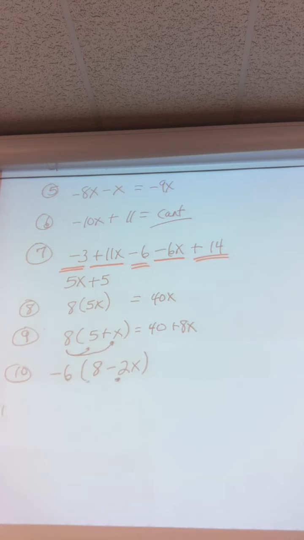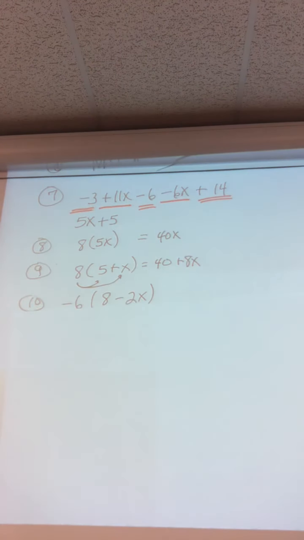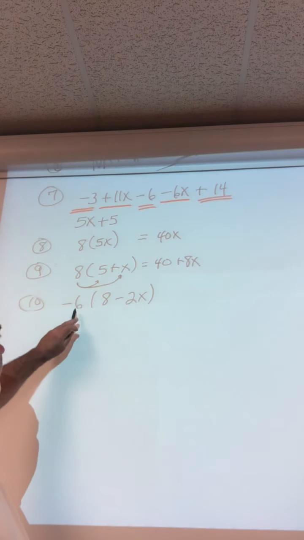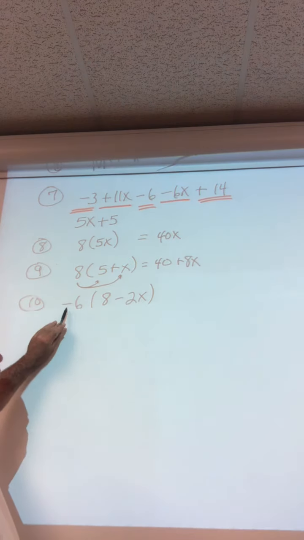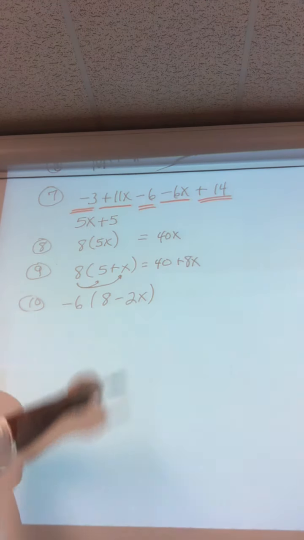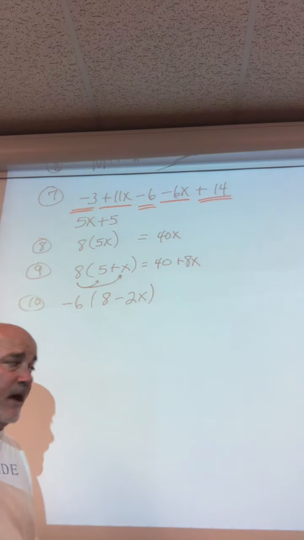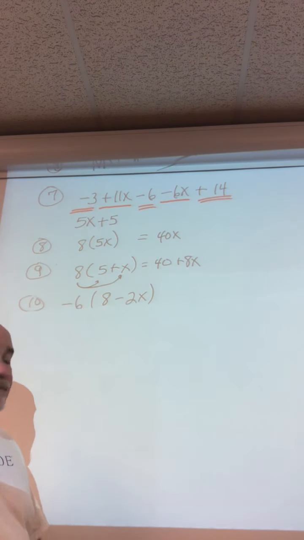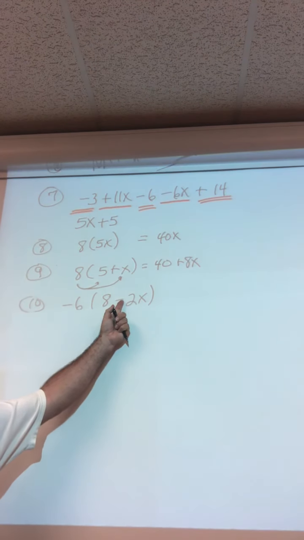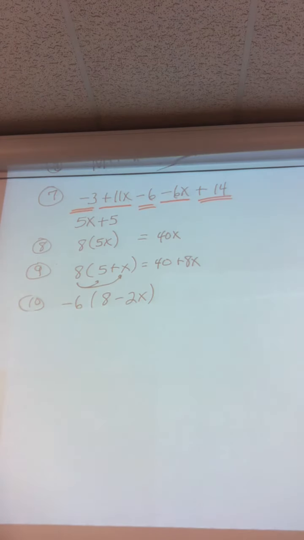All right, let's do it again. Negative 6 times 8 minus 2x. So I've got one term times 2 terms. I take negative 6 times 8. Now see, we're still using the same stuff we talked about. A negative times a positive gives a negative, and a negative times a negative is a positive. So negative 6 times 8 is negative 48, and then negative 6 times negative 2 is plus 12x.